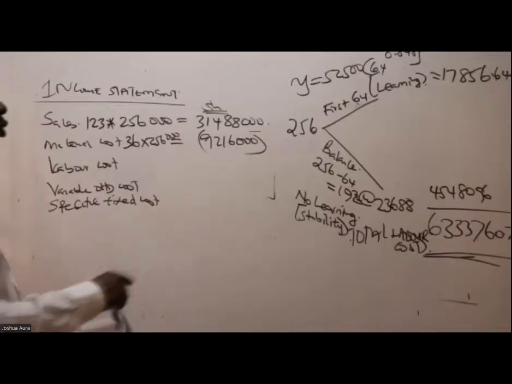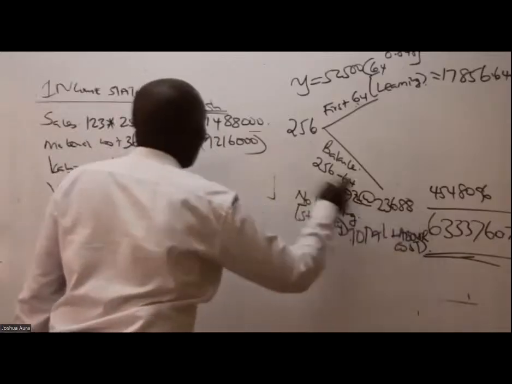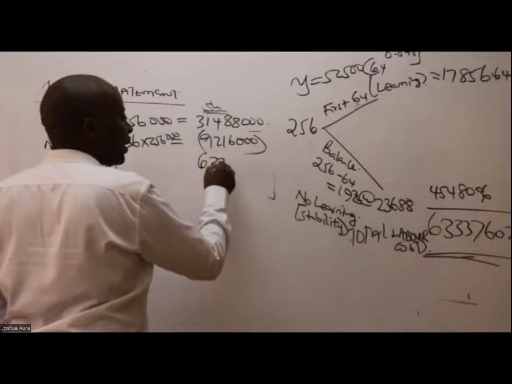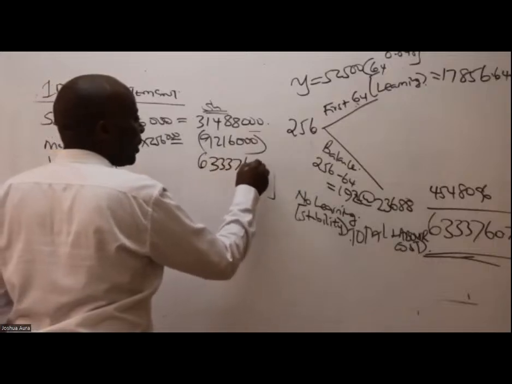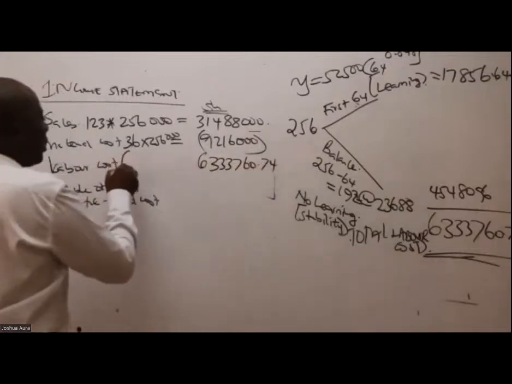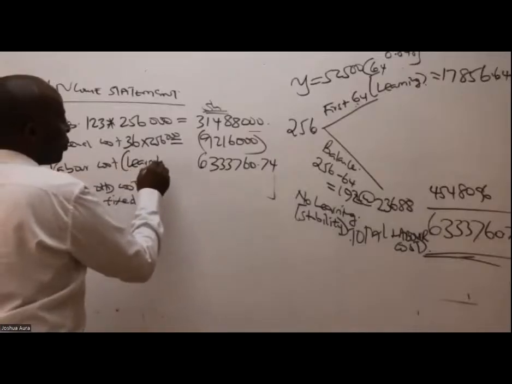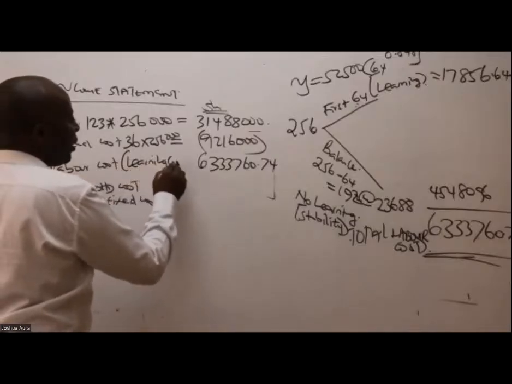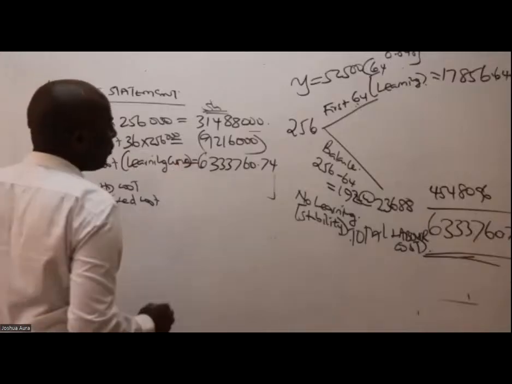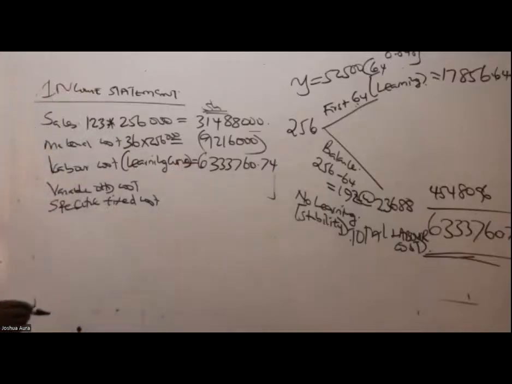No, labor cost already, we have the figure. Labor cost is here. Labor cost is 633,760 point. This one we used learning curves. Labor cost, whenever you hear of learning rate being given, you must use the learning curve concept to get the labor cost. Right, right. Now, ladies and gentlemen, we have the variable overhead cost per unit, very easy.